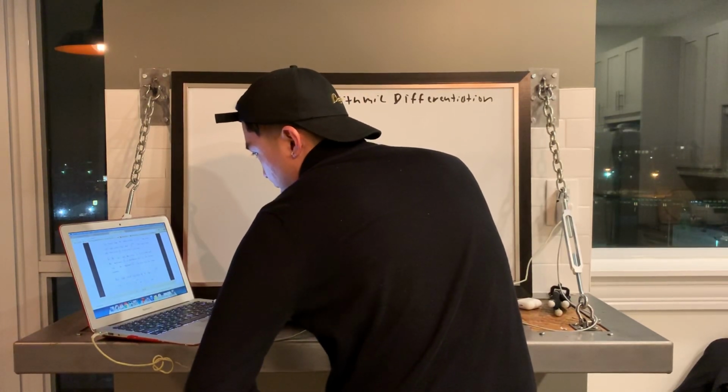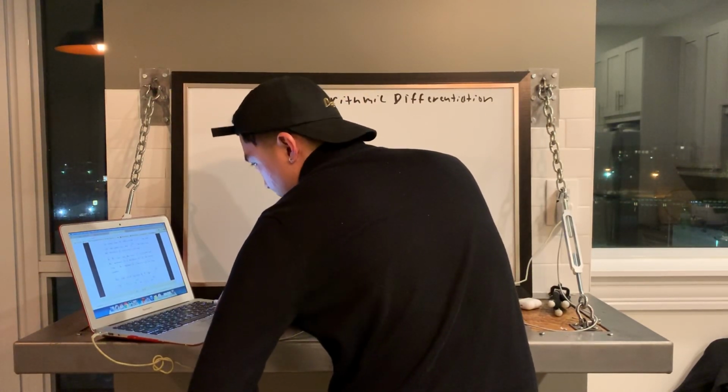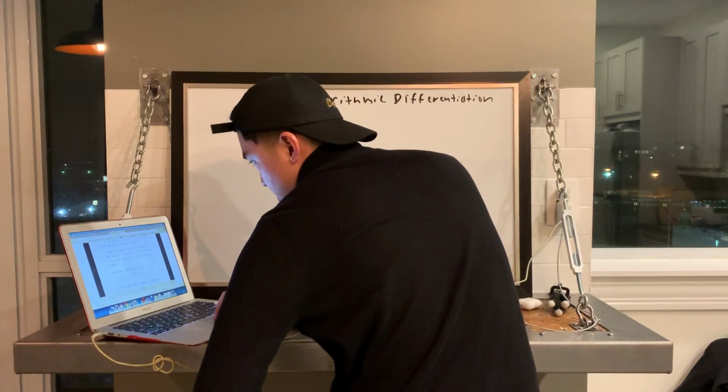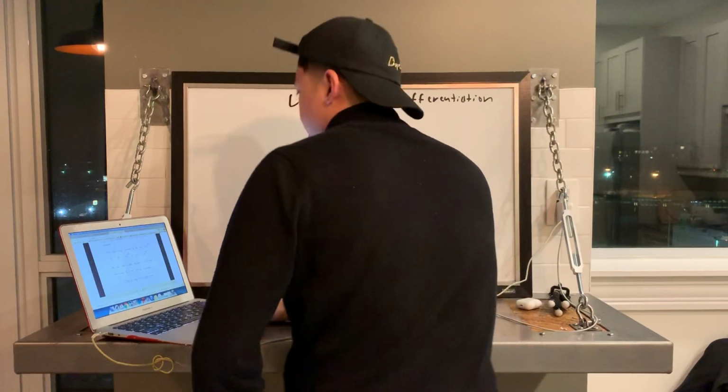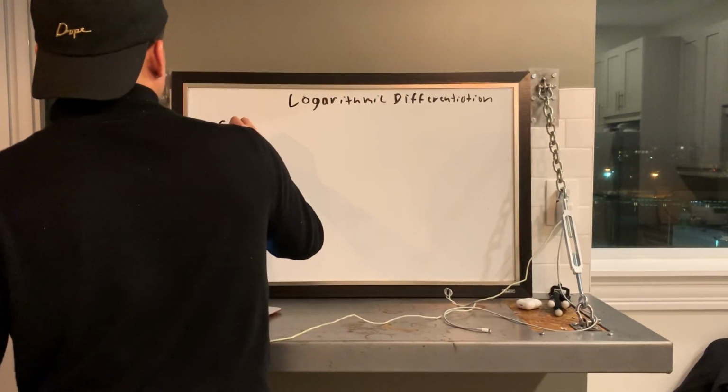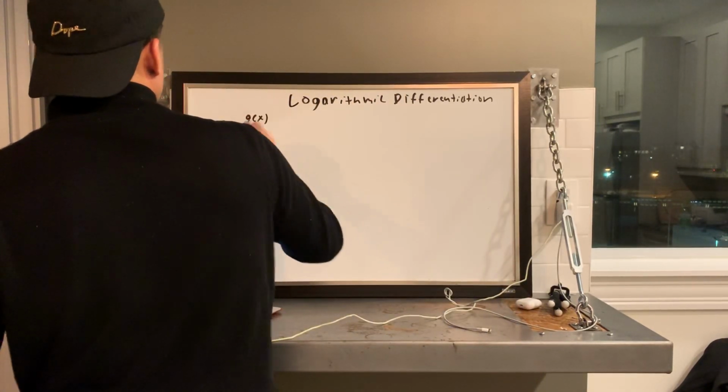So we know how to differentiate f of x to the n. You can use the power rule. So what if we have f of x to the power of g of x?